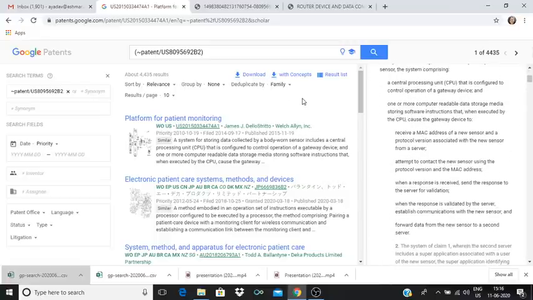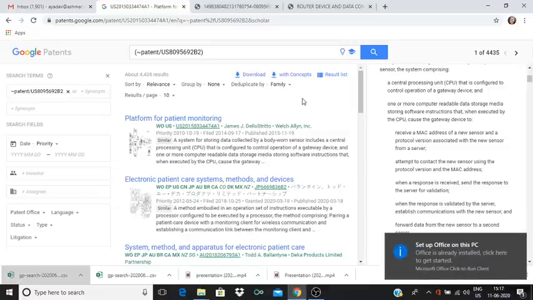So I hope you have understood this particular database and know how to operate it. You can make any combination of keywords, put it in the search terms, and you will be able to do your searches.